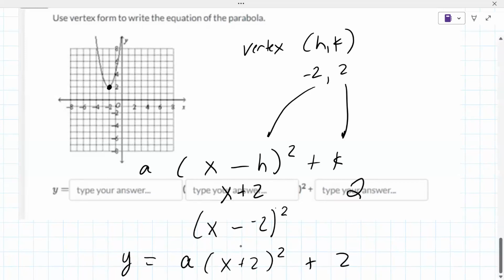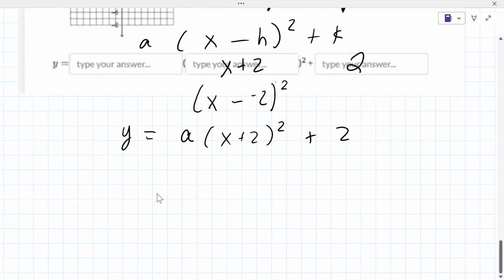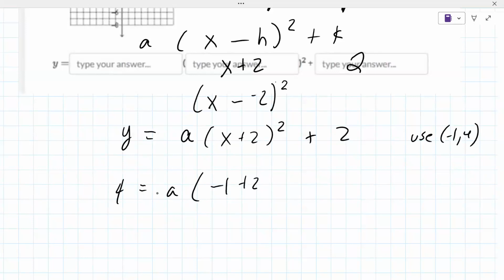Now to find a, you need another point. So pick a nice point, like that's kind of a nice point. It's got to be a grid point. Could we do -1, 4? Yeah. So you can use that point here. 4 is y, equals a times -1 plus 2 squared plus 2. And you're going to solve for a. So why don't you give that a try?